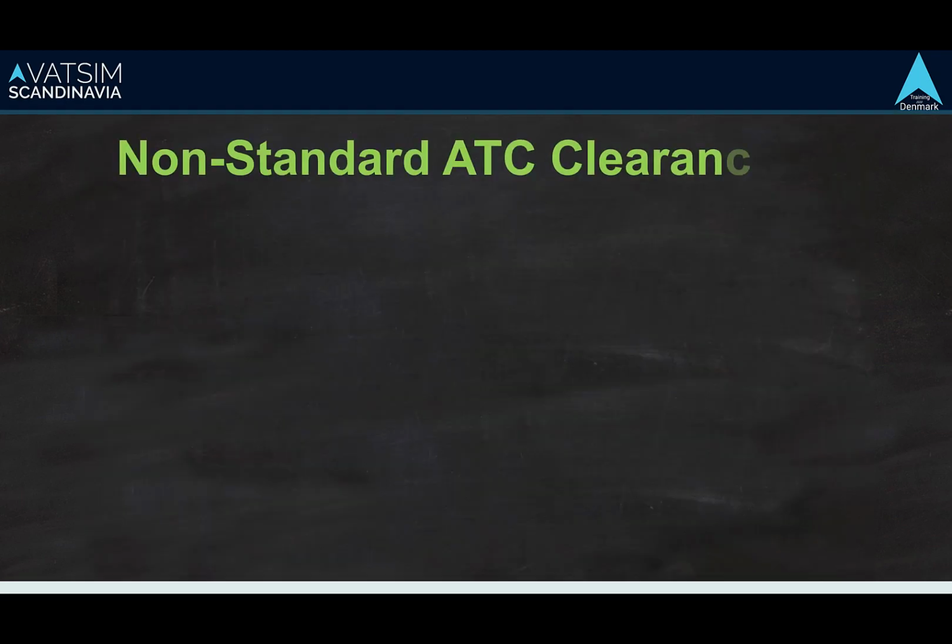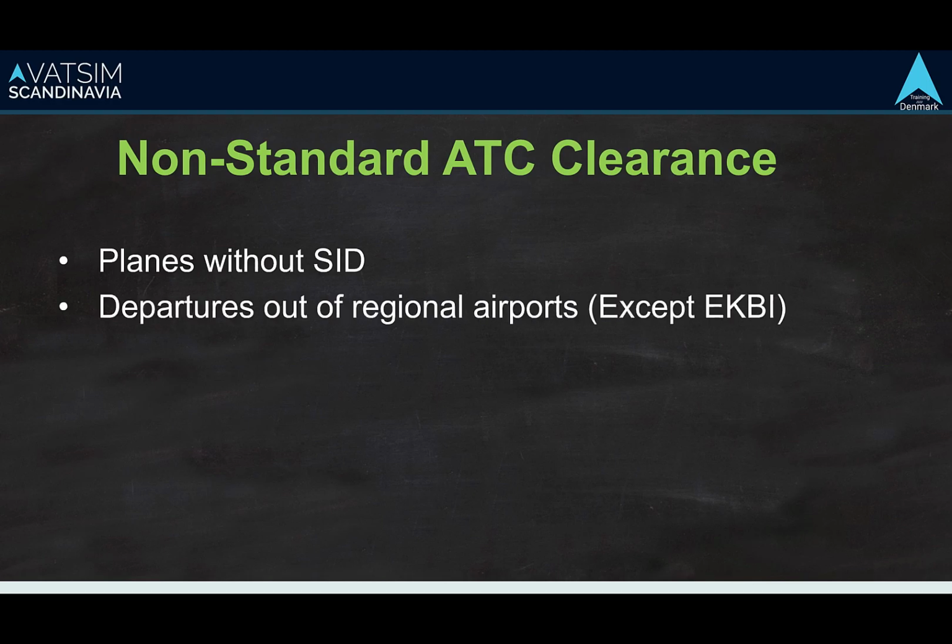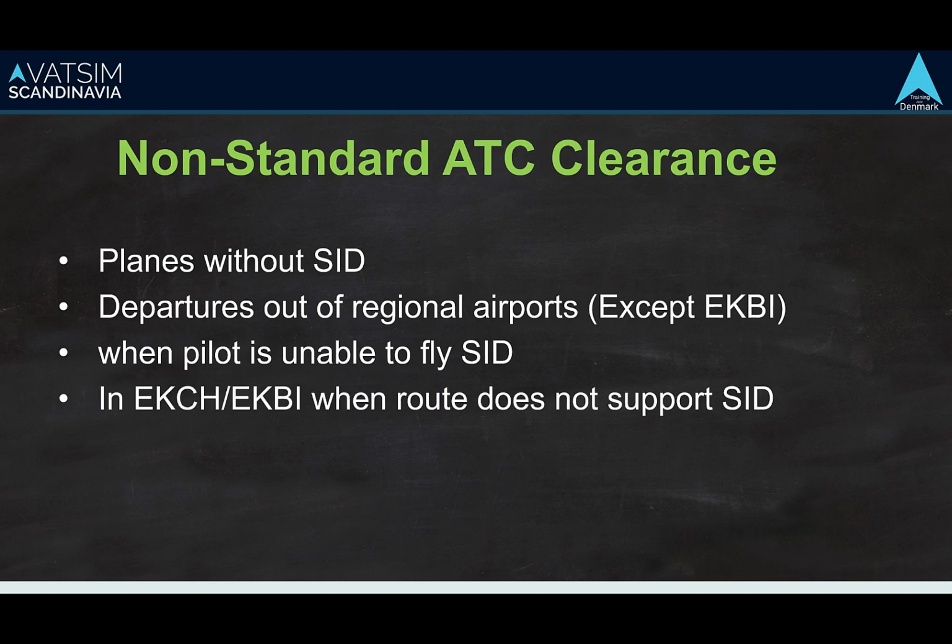Now, the next thing is a non-standard ATC clearance, and this confuses a lot of students, which is why we are going to have to break it down. Non-standard ATC clearances, which are not really non-standard, but it is to us, refers to when you don't have an SID to assign the pilot, but instead we have to form a clearance on what we want him to fly. This is normally used in regional airports that don't have SIDs. It's used in Copenhagen and Billund when an aircraft is not able to fly an SID, or just doesn't have a route to support it.